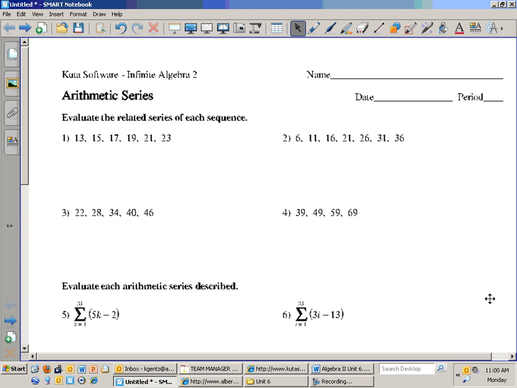Okay, so we had arithmetic sequences on Friday. Today we're going to look at arithmetic series, and then we're also going to look at geometric sequences. And this is actually really interesting. You guys are going to like this. Second hour, like the example as well.